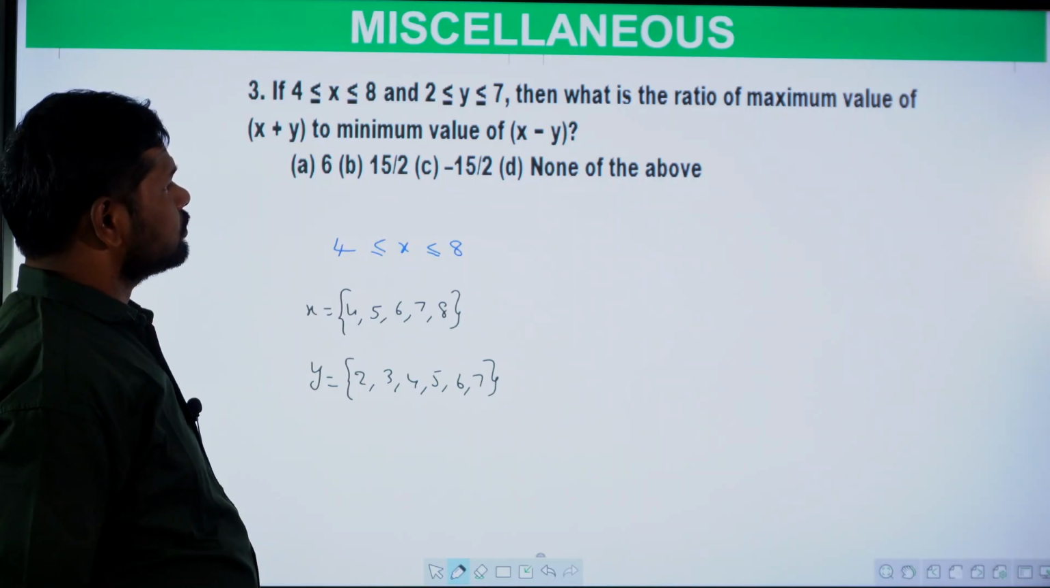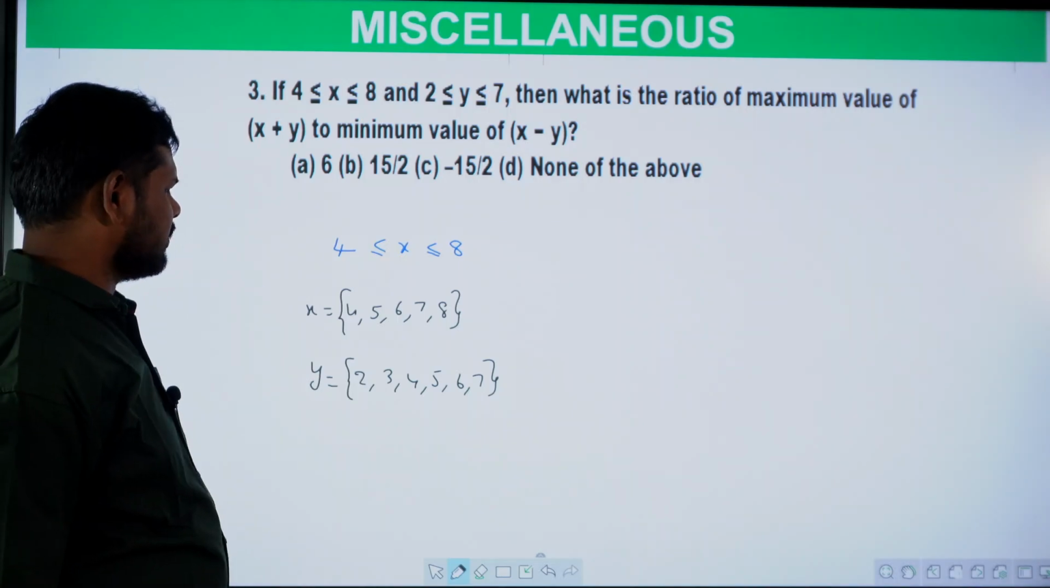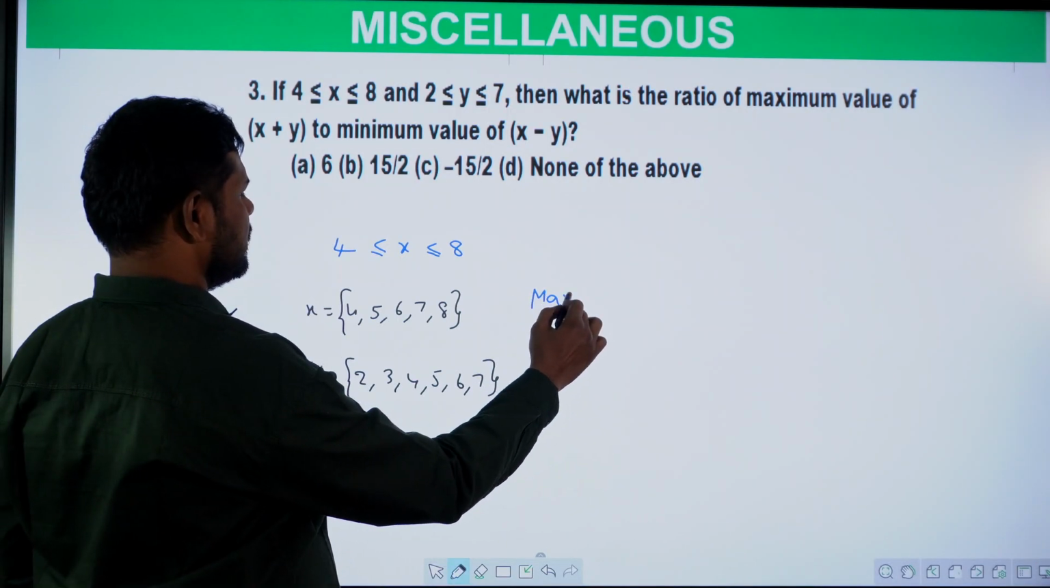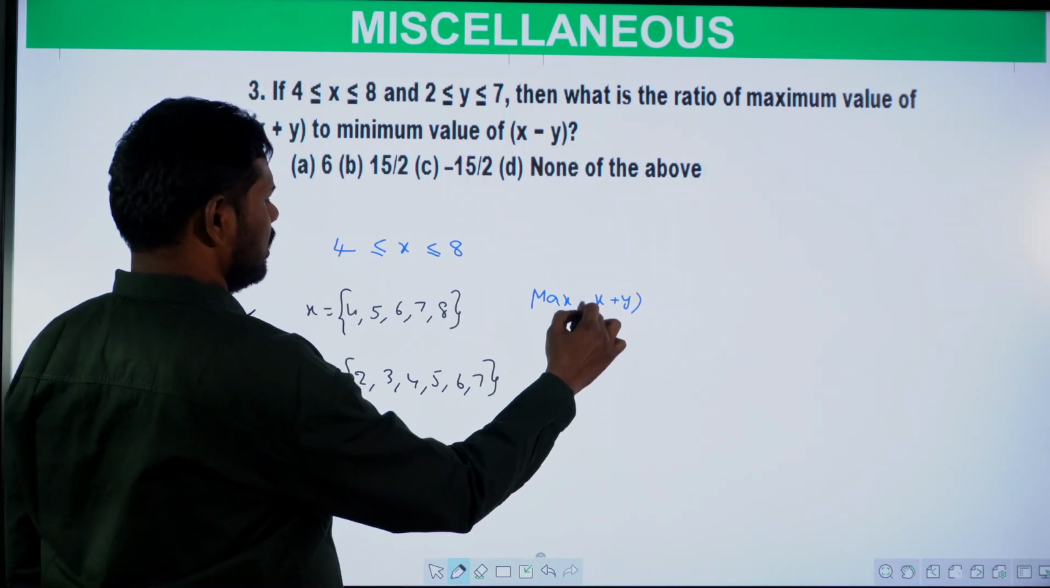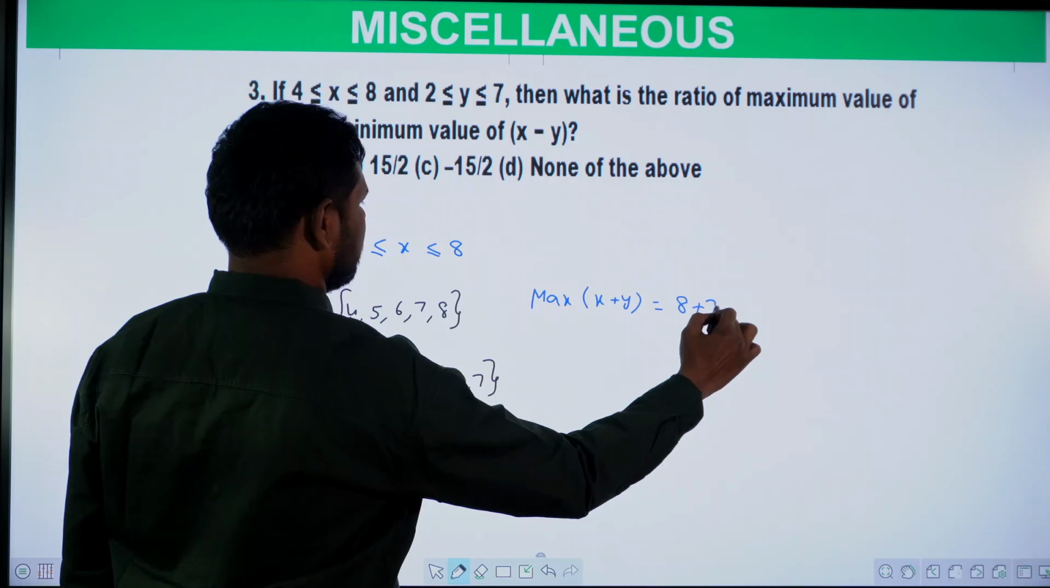Right now, what is the ratio of the maximum value of x plus y? X and y, the maximum value of x plus y is how much? So you just take the x value largest and the y value largest. So 8 plus 7 equals 15.